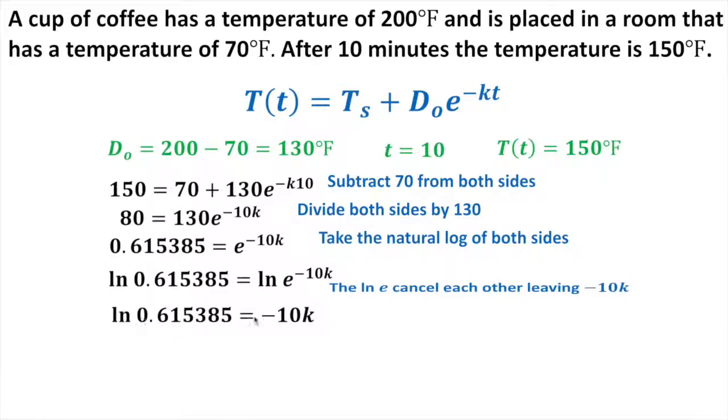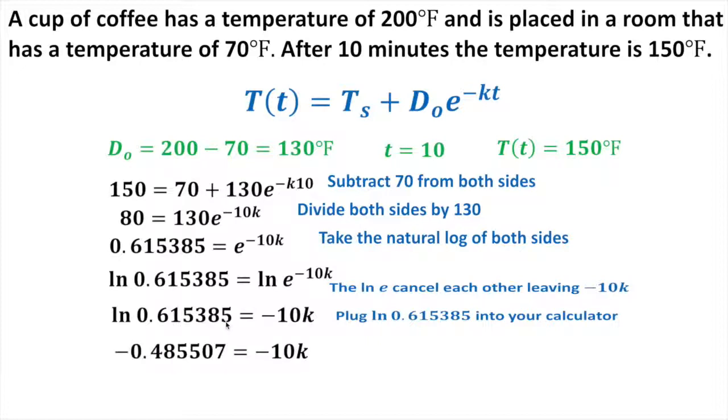All right, so now I've got this, but I don't know what this is, so I need to plug this into the calculator. I'm going to plug in the left-hand side, this number, ln 0.615385, into the calculator. And that will give me a decimal here. It gives me a negative number. What I do here is I need to just solve it for k. So I'm going to divide both sides by negative 10. Now I found out what my k value is.